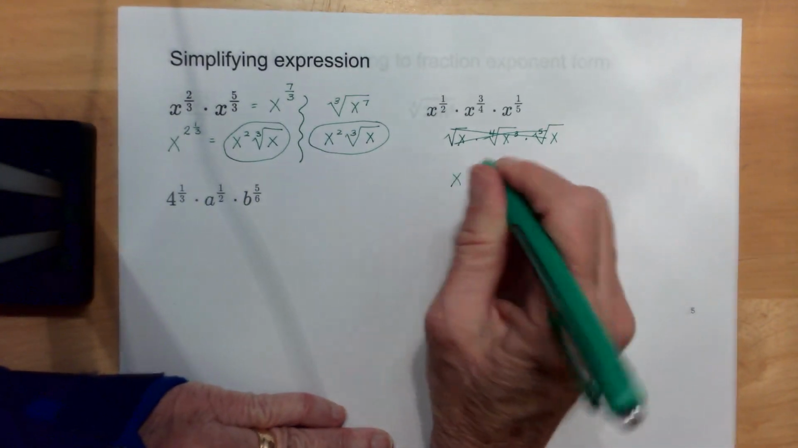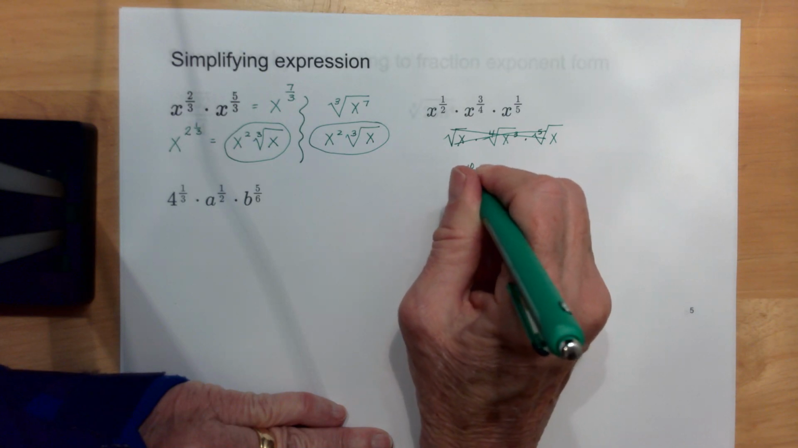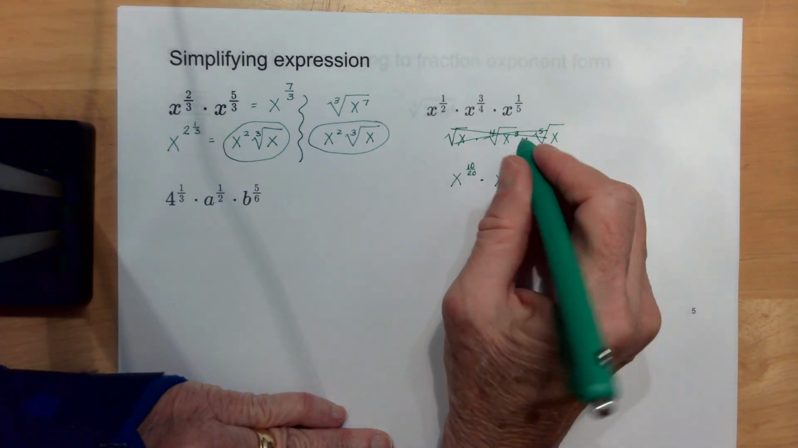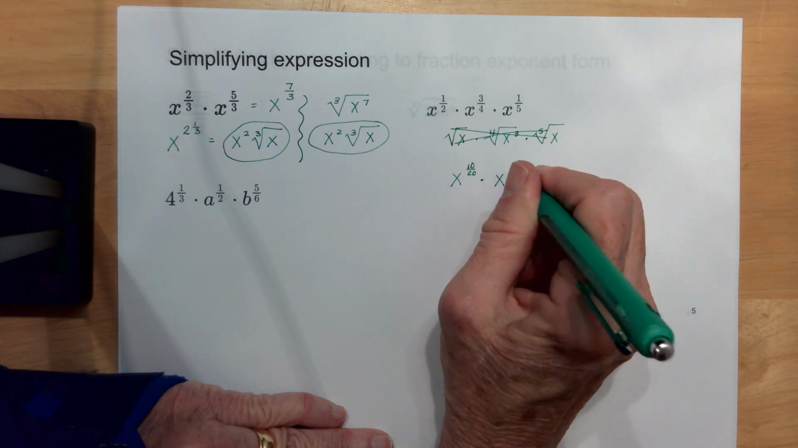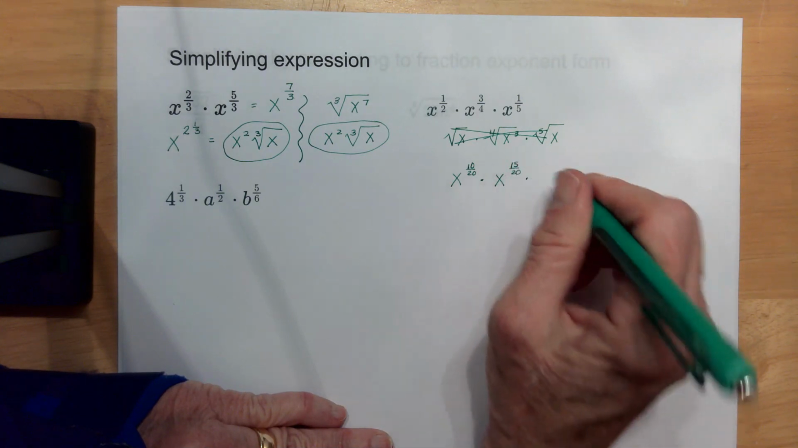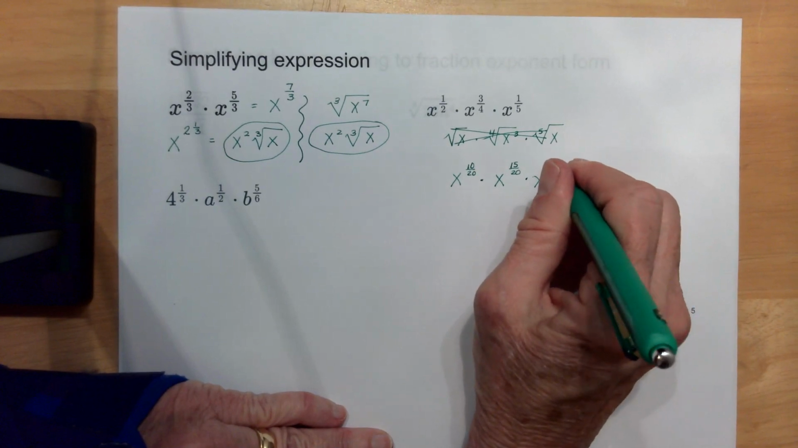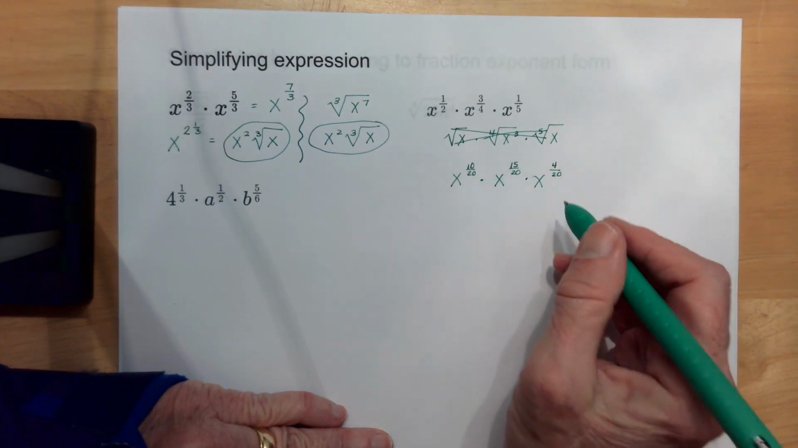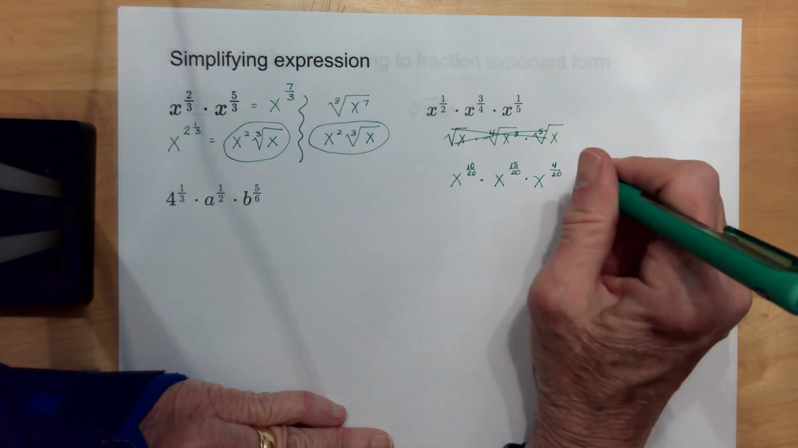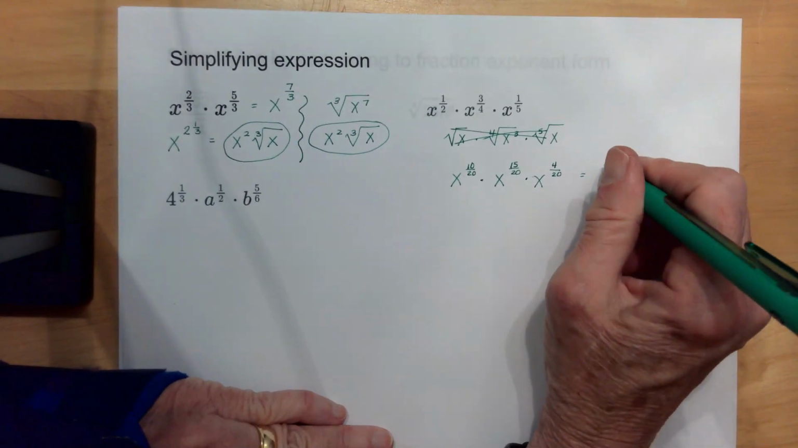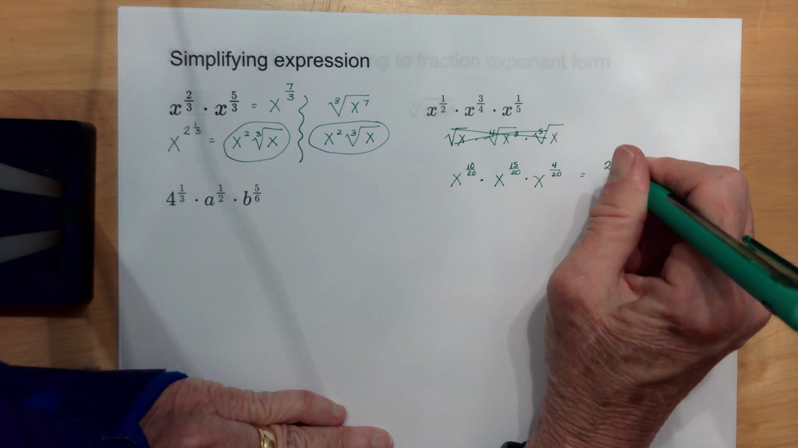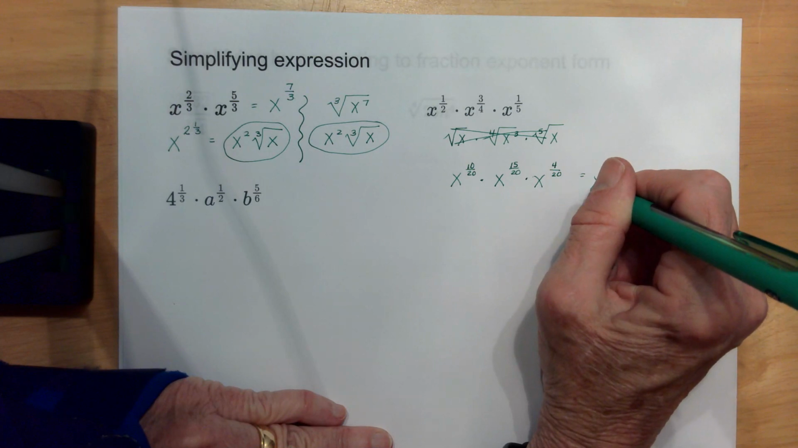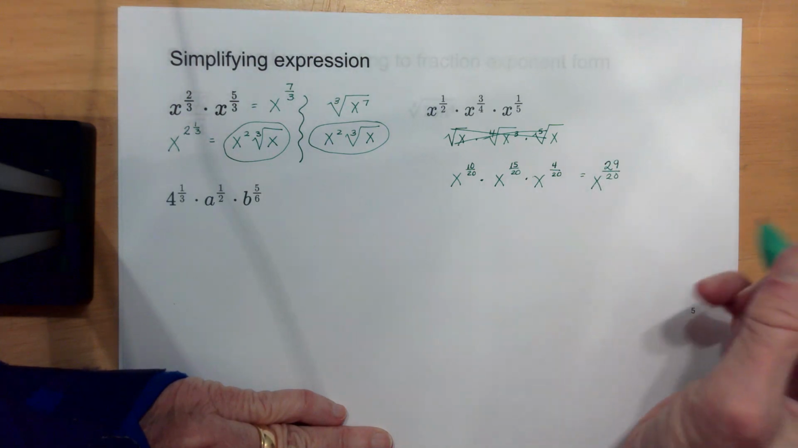So I can change this to 10/20 times, that would be 15/20, and this one would be 4/20. Now, if you look at it, they have a common denominator. I add their top numbers, and that's going to give me 29/20, and it's x to the 29/20th power.